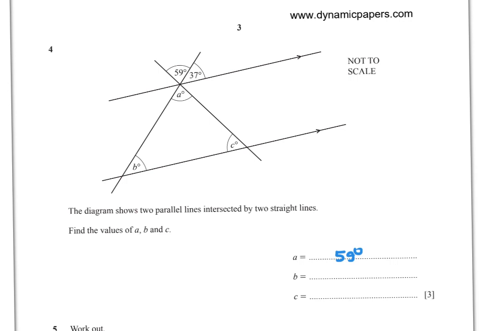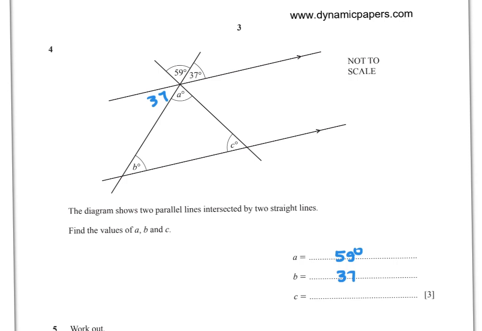we have parallel lines. So this angle B equals that one. And this one equals 37. So from the shape, this angle is 37. And because of alternate angles, B equals 37. So angle B equals 37.